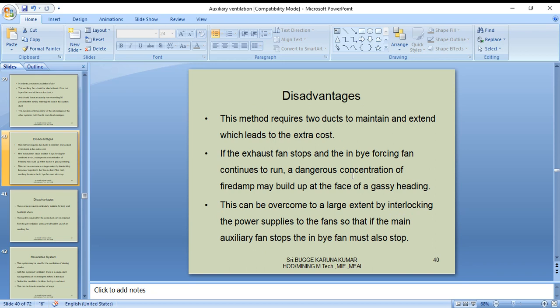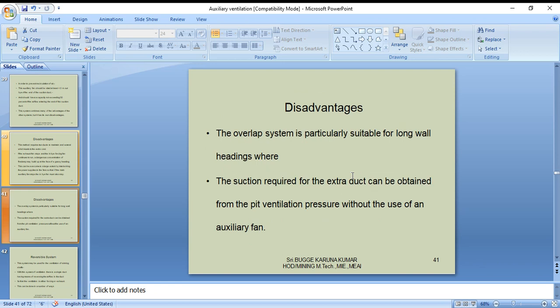If the exhaust fan stops and the forcing fan continues to run, a dangerous concentration of firedamp may build up in the face of the heading. This can be overcome to a large extent by interlocking the power supply to the fans, so that if the main auxiliary fan stops, the forcing fan must also be stopped.